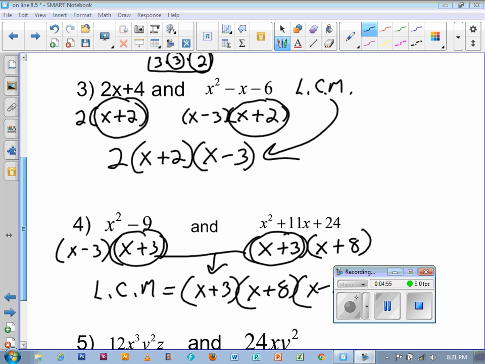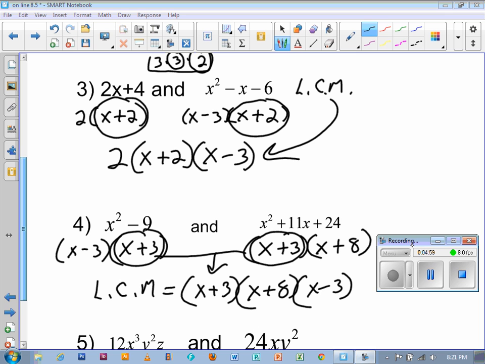Okay, welcome back. As you can see, I've completed the problem. Hopefully you match. We factored the first one, x squared minus 9, which is the difference of perfect squares. If you FOIL these two binomials, you would get x squared minus 9. The O and I would cancel.